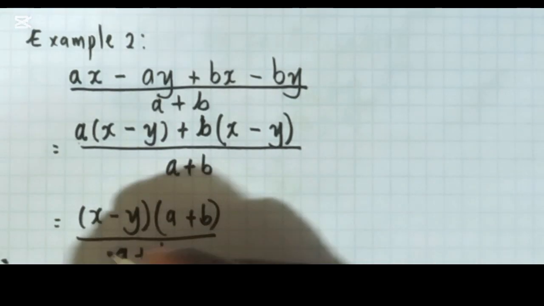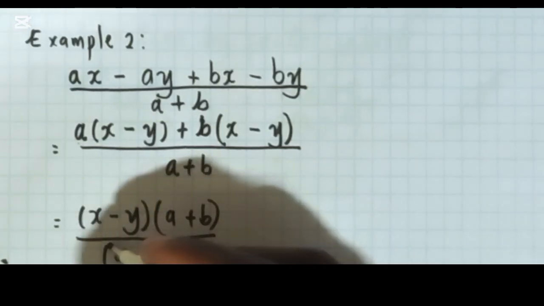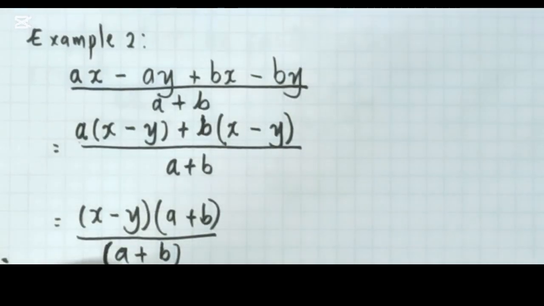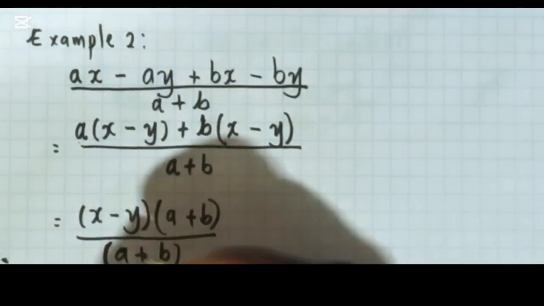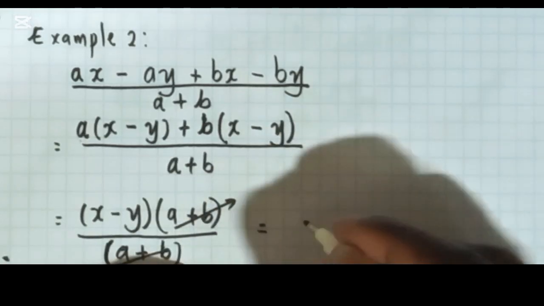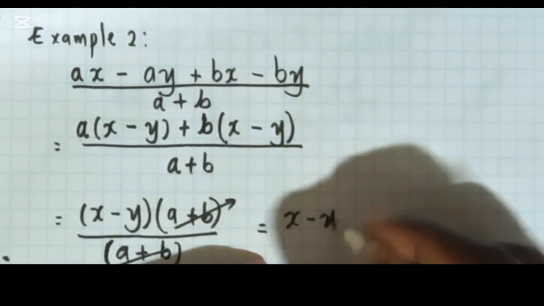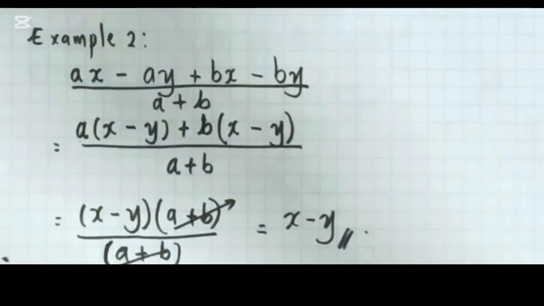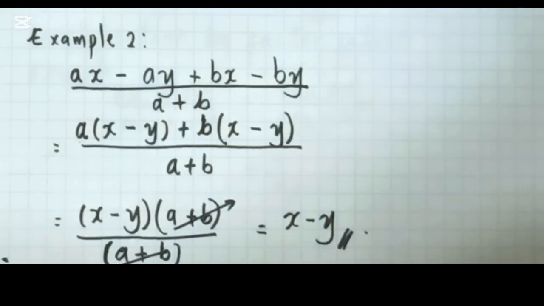Awesome. So we haven't finished solving, but we are close to finding the solution. I want you to note that a plus b in the denominator is going to cancel a plus b in the numerator, because they are common factors. So when they cancel each other out, we are going to have our final answer as x minus y, and that will be the solution to this particular problem. Let's do the last example and conclude this class.